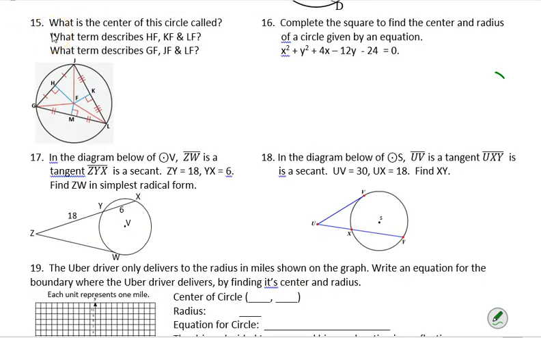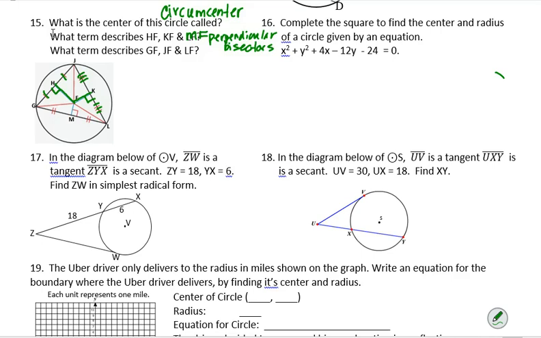So this time, number 15 says, what is the center of this circle called? Well, we see a circle circumscribed about a triangle, so this is a circumcenter. Then it says what term describes MF right here. Well, look, it's perpendicular and it bisected. And then KF, again, it was perpendicular and it bisected the segment. So these are perpendicular bisectors, y'all.